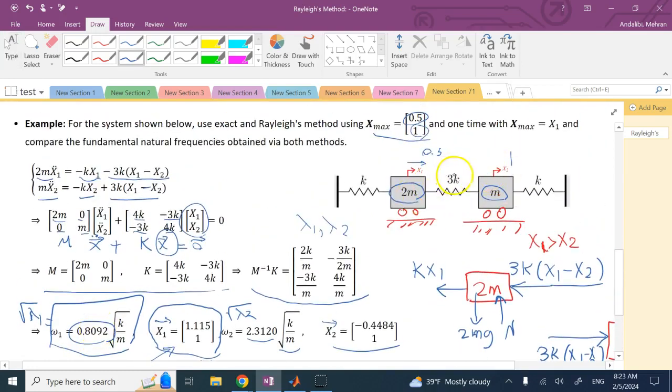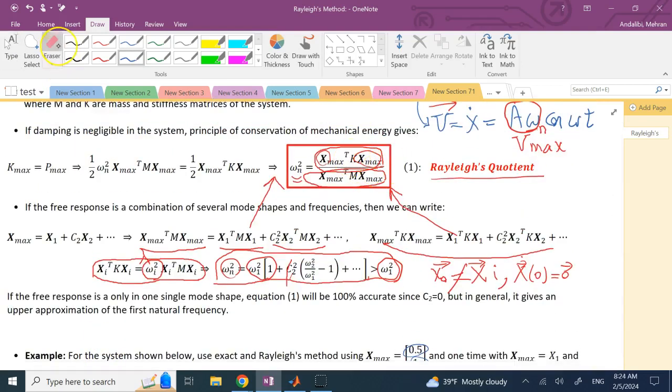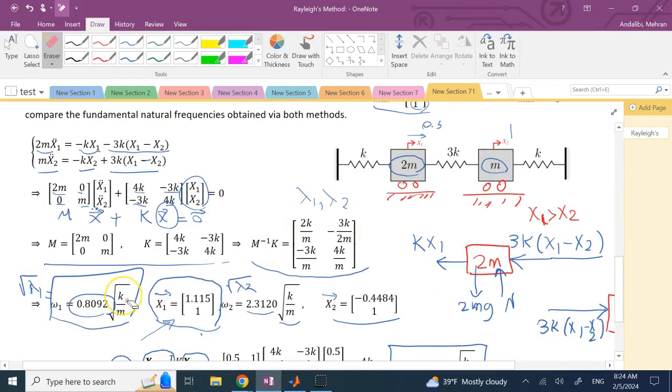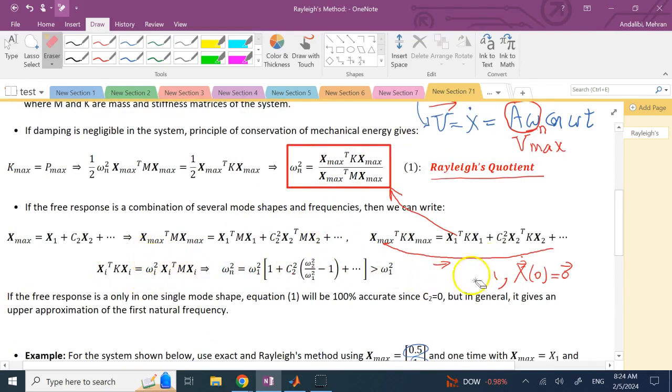And so here is just an approximation, putting a value for this vector x max, and depending on what you use, you're going to get different solutions, okay? But the thing is, if you don't exactly use these mode shapes, which you never know until you solve for them, the solution is always an overestimate for the omega. It's always what? An overestimate. You will never go underestimate. And that is a good thing.